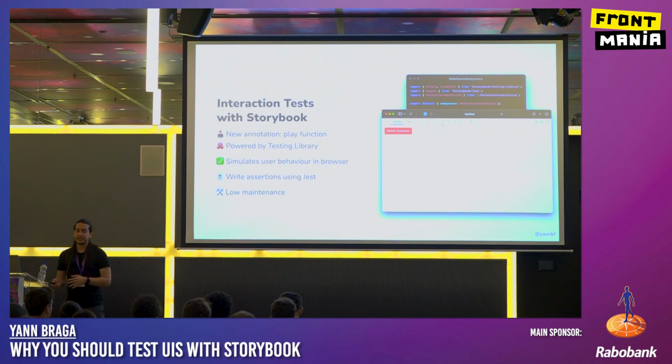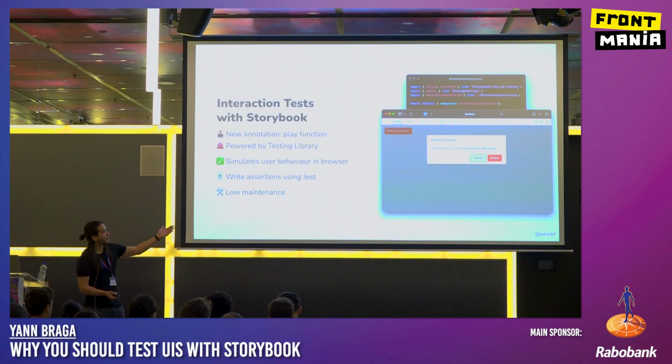So interaction tests with Storybook use a new annotation called the play function, which I'll show you in detail later. And it's powered by Testing Library because, if you are already writing tests using Jest and Testing Library, you might not want to learn yet another new concept. And it will simulate the user behavior in the browser directly, and you can still write assertions using Jest. The only difference is you're not using Jest as a runner, just as an assertion library. And there's less maintenance because now you're not duplicating your code.